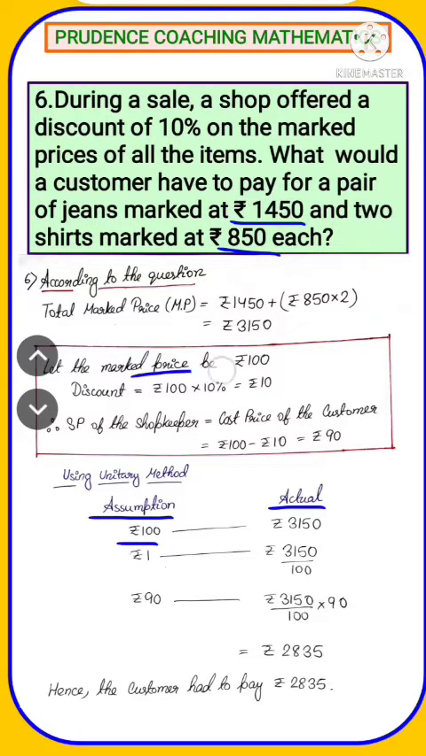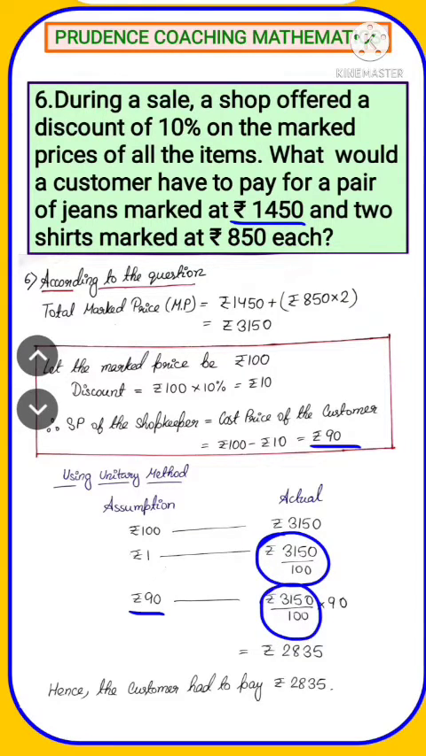So according to the assumption, rupees 100 is the marked price, and according to the reality, or actual value, the marked price is rupees 3150. So we have written rupees 100 equals rupees 3150, and we can write rupees 1 equals rupees 3150 divided by 100. We are using the unitary method. So we have found out the value of 1 unit. Now we need to find out the selling price. What was the selling price according to our assumption? That is rupees 90. So we will write rupees 90 equals the value of 1, that is rupees 3150 by 100, into 90.